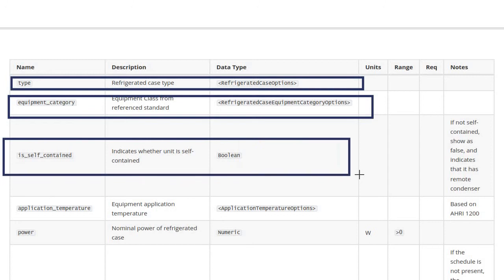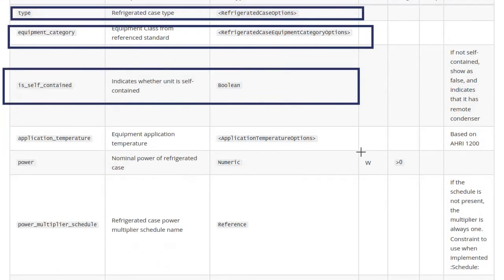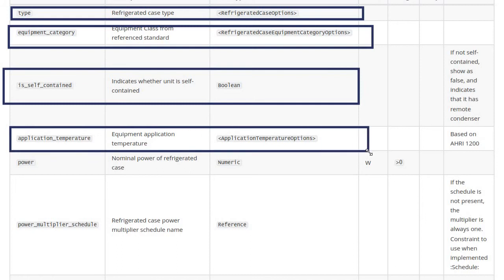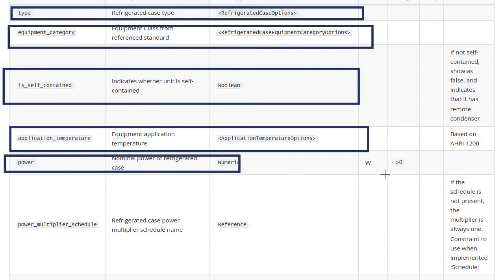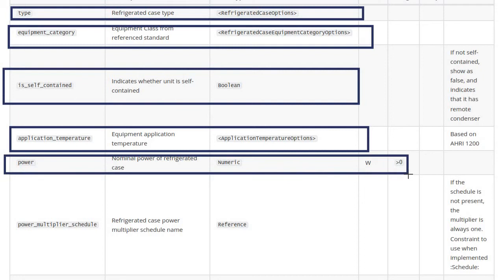Is self-contained is a Boolean. Basically, if it's a self-contained refrigerated case, that means that it has a condensing unit as part of it. If it's not self-contained, then the condensing unit is remote. Application temperature has to do with the temperature for the specific refrigerated case that needs to be maintained. Basically, another enumeration that will determine the row in that table. Power is the nominal power for the refrigerated case unit.